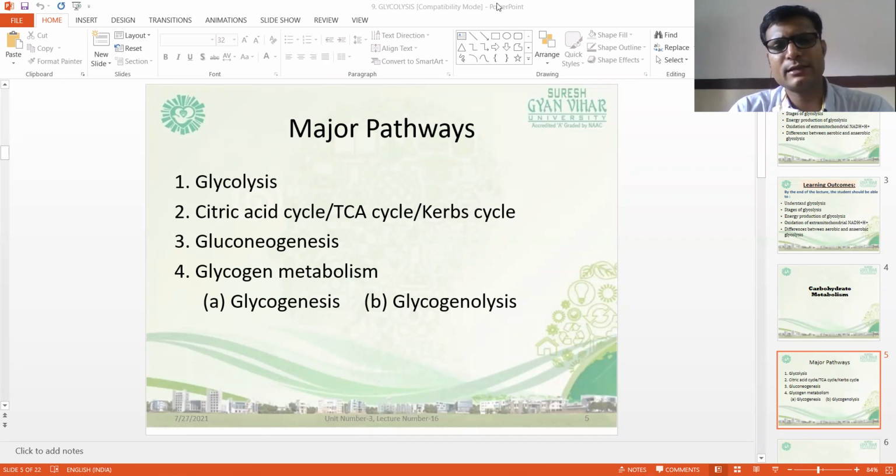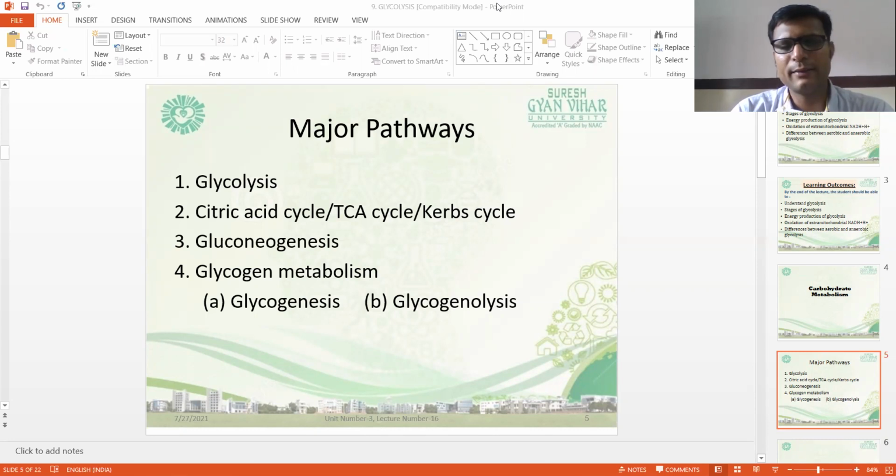After glycolysis, we'll be studying the citric acid cycle. What is the citric acid cycle? When glucose gets broken down into simple molecules like lactate and pyruvate, the end product will enter the citric acid cycle for the production of more ATP. ATP is nothing but your energy, the energy currency of any living organism.